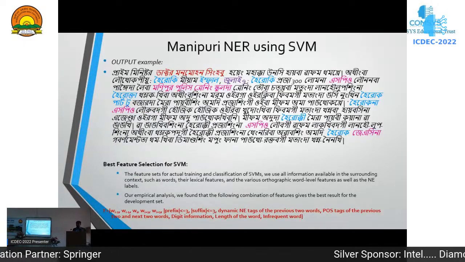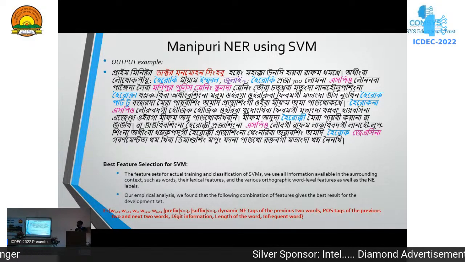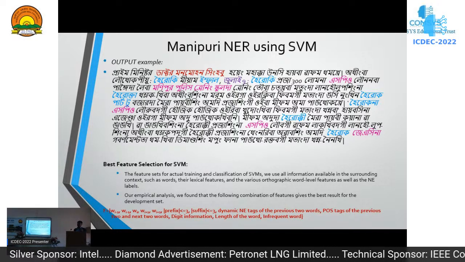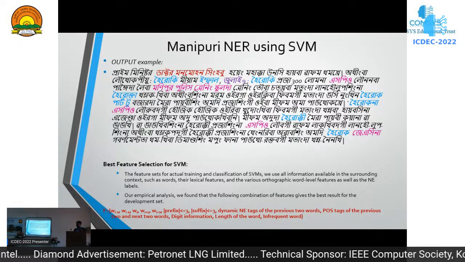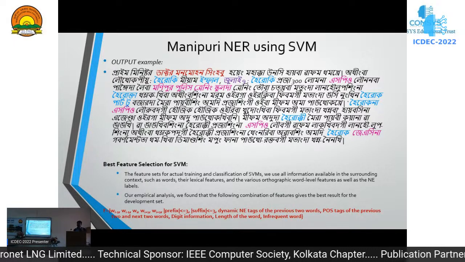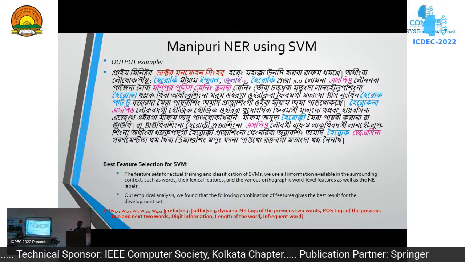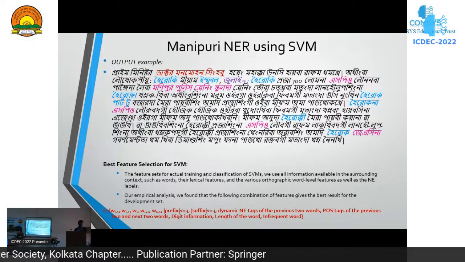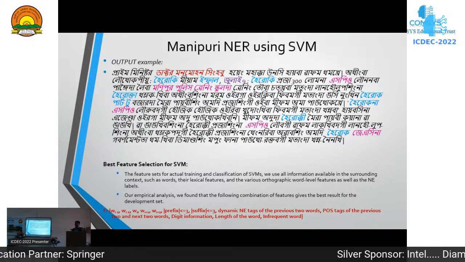So this is another example of SVM where we identify the named entity, because named entity is another important thing when you want to go for translation from one language to another. In English it is so simple, because names, or proper nouns, generally start with a capital letter. So it's easy for that.